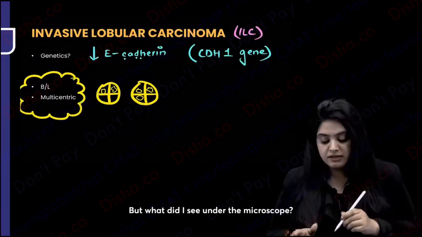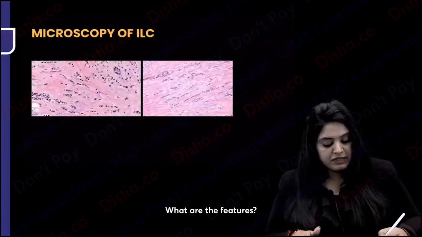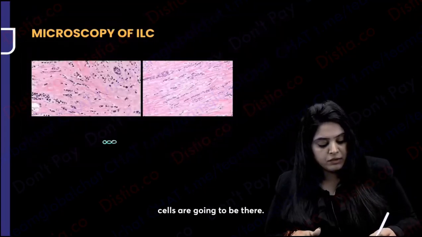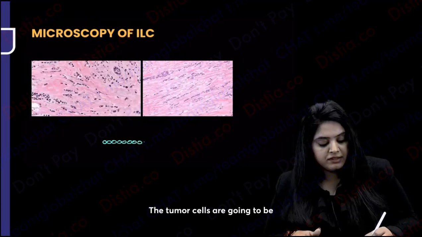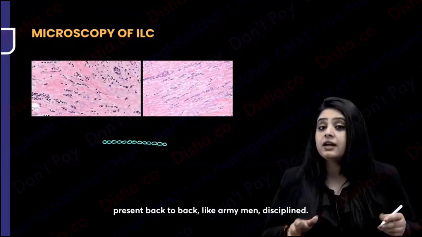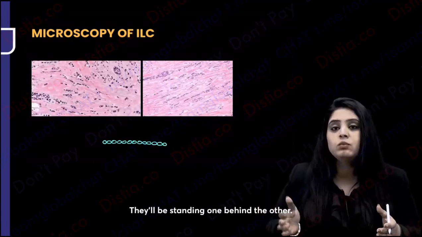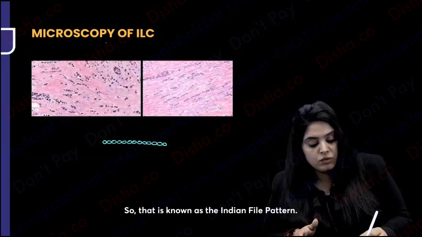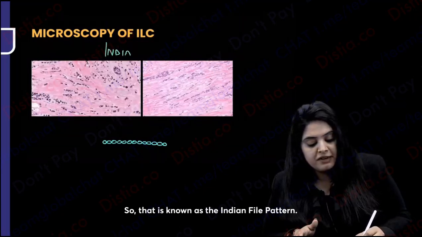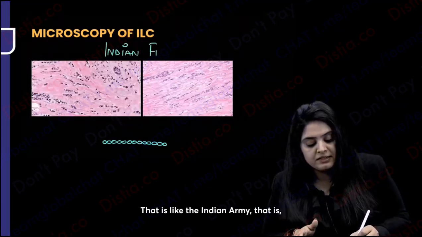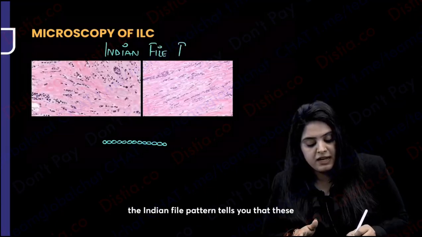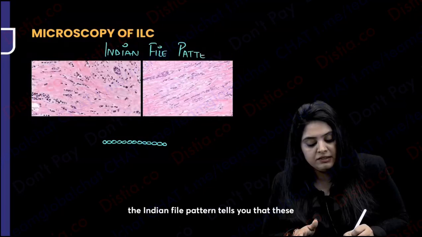But what did I see under the microscope? What are the features? This is how the tumor cells are going to be there. The tumor cells are going to be present back to back, like army men, disciplined. If you look at army men, they are very disciplined. They'll be standing one behind the other. So that is known as the Indian file pattern. That is like the Indian army, that is the Indian file pattern tells you that these are present.